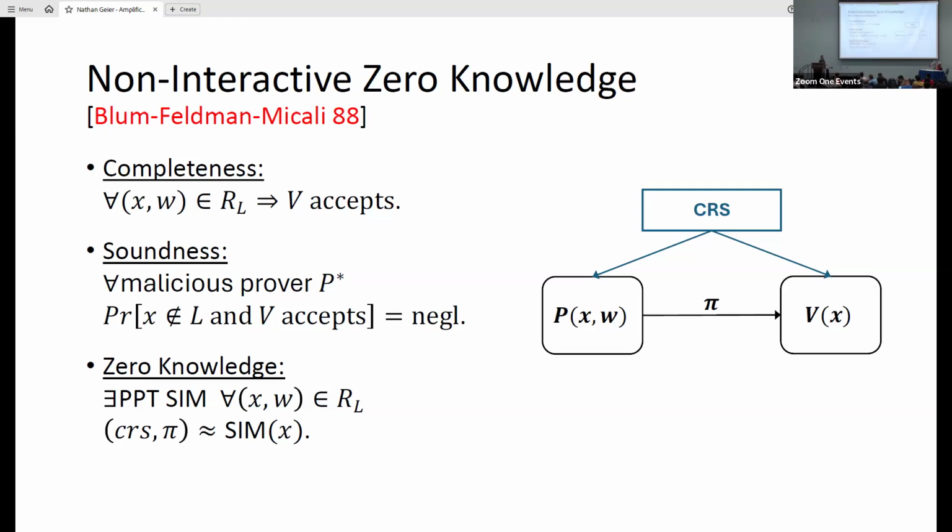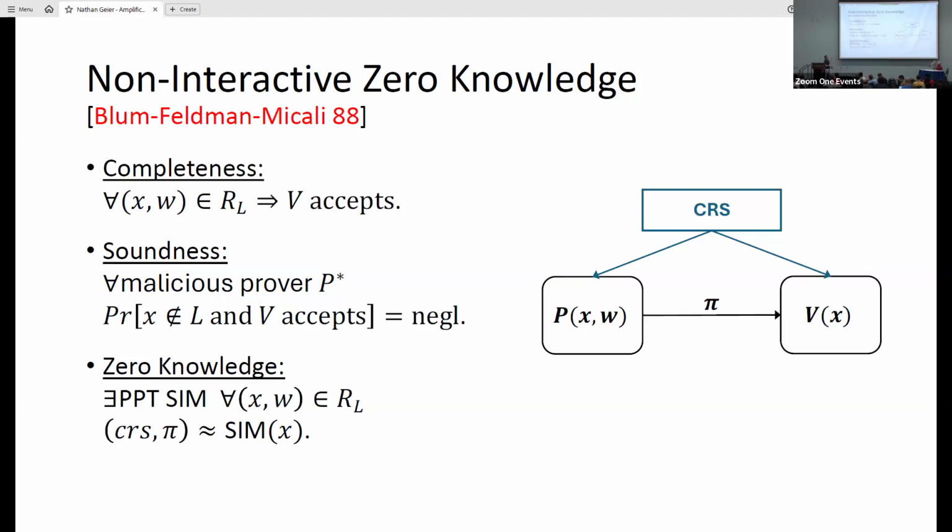So what is NIZK? Just a reminder, the goal here is for the prover to convince the verifier of the validity of some NP statement without revealing anything about the witness. In addition to that, we don't want to have any interaction from the verifier, so we will be thinking of the CRS model, where initially there is some setup phase where a trusted third party generates a public common reference string and gives it to both parties. Then the prover sends one message to the verifier, which either accepts or rejects.